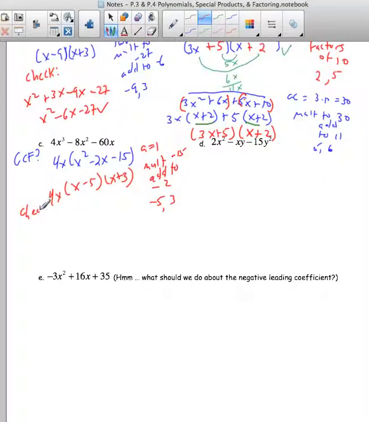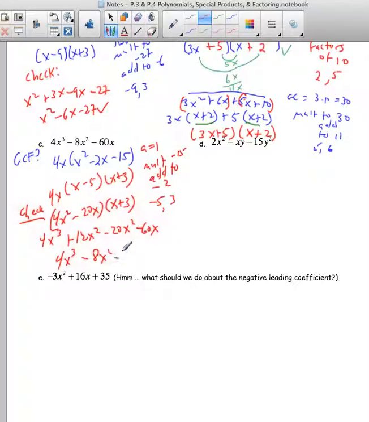I can do a quick check. So I can distribute 4x here. I'll get 4x squared minus 20x, and then I have to multiply that by x plus 3. That gives me 4x cubed. I'll do the outer terms, plus 12x squared. Inner terms, minus 20x squared. The last terms, minus 60x. Combining like terms, I get 4x cubed minus 8x squared minus 60x, which is what we began with.